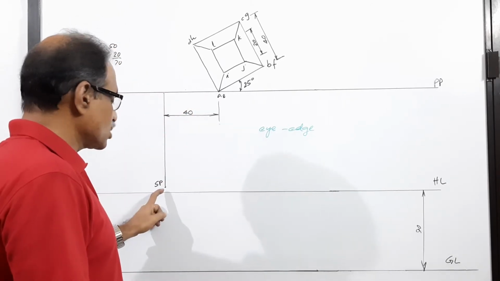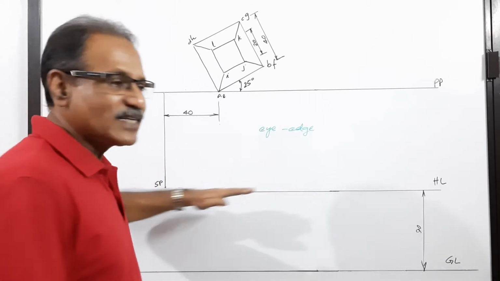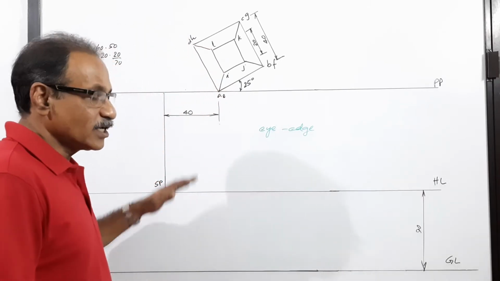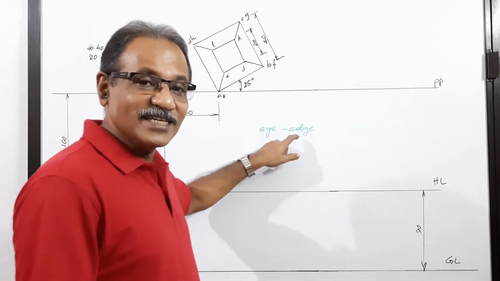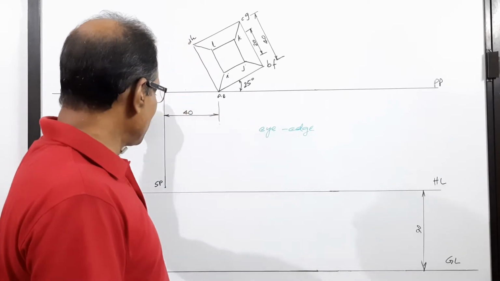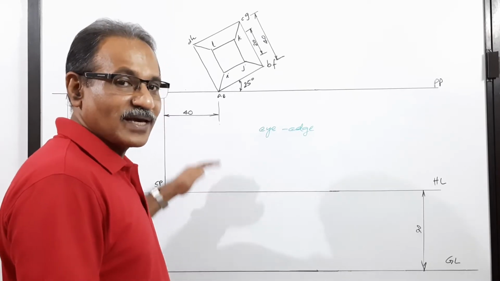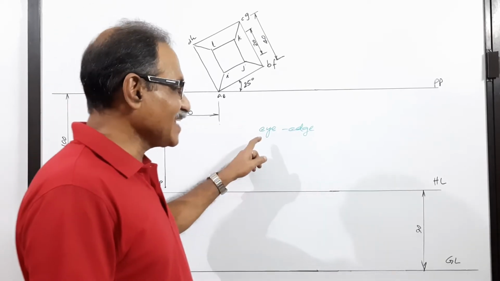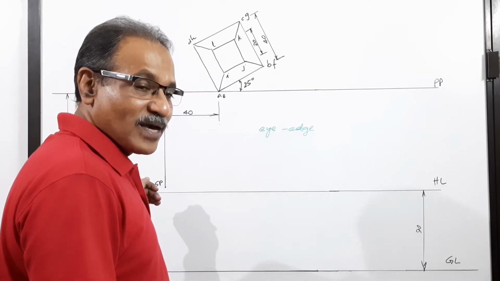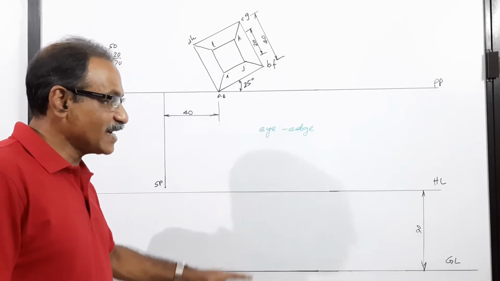So this is SP. Now, some distance below SP, draw HL. What is HL? HL is the horizon plane. And it is also said that the eye is 100 mm in front of PP and 90 mm above GP. So where is GL? GL is 90 mm below HL.